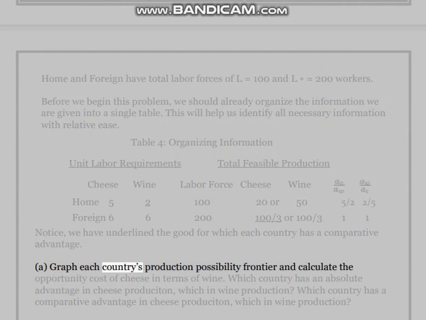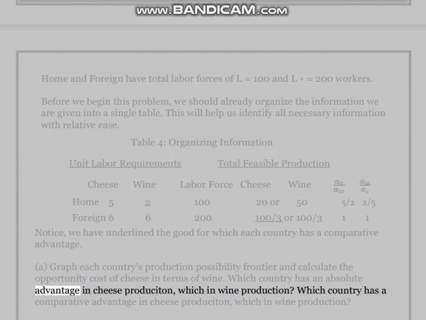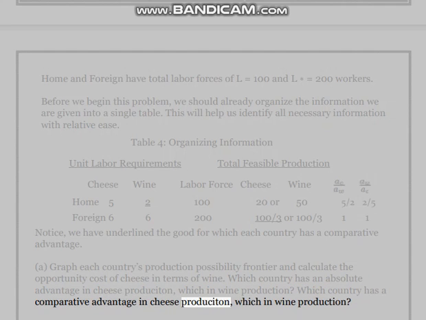A. Graph each country's production possibility frontier and calculate the opportunity cost of cheese in terms of wine. Which country has an absolute advantage in cheese production, which in wine production? Which country has a comparative advantage in cheese production, which in wine production?